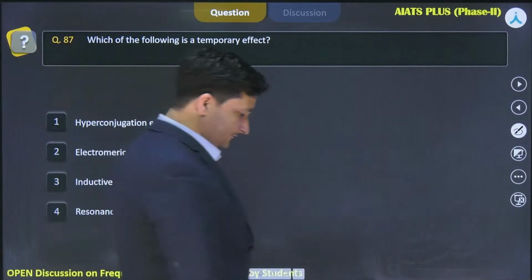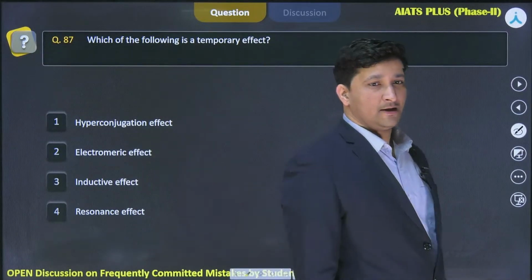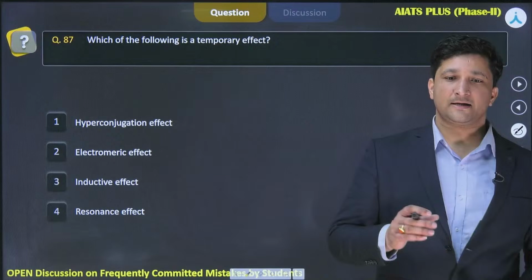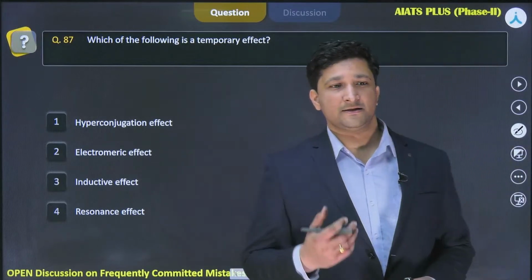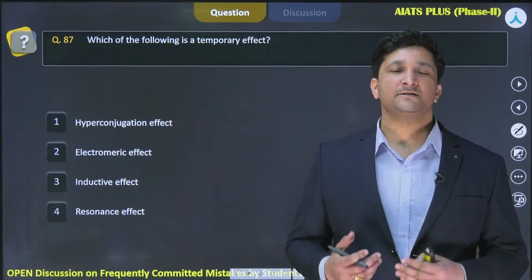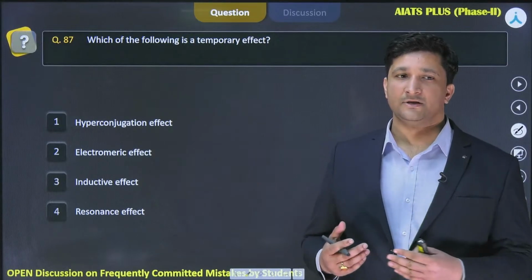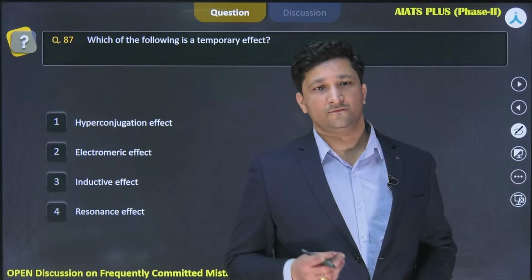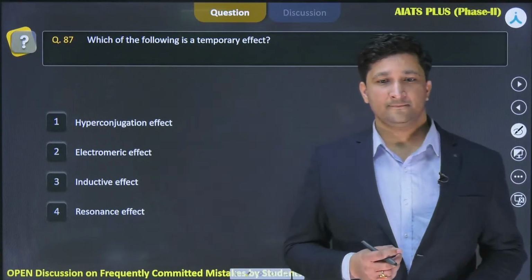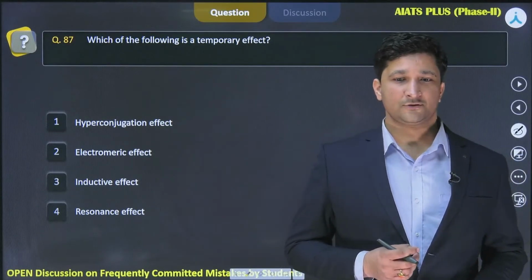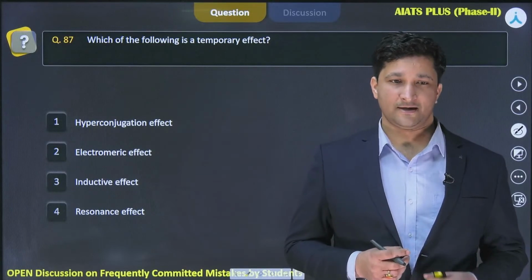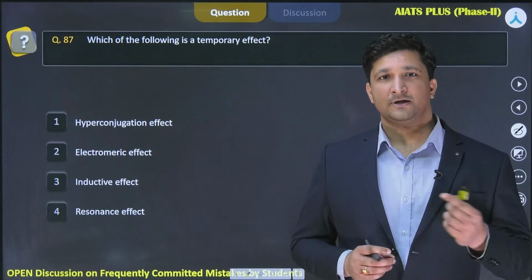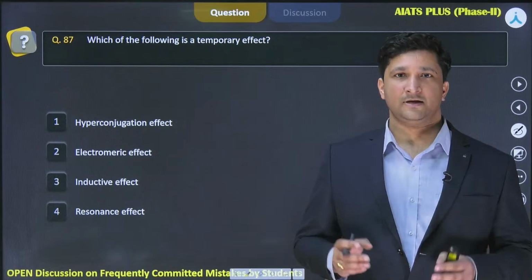We all have dealt with this question. If we talk about the hyperconjugation effect, I have completely discussed it in my first lecture also, the role of hyperconjugation for the stability of carbocation. Anushka is saying hyperconjugation with a question mark. Don't worry, go back to the playlist, go back to the live session.